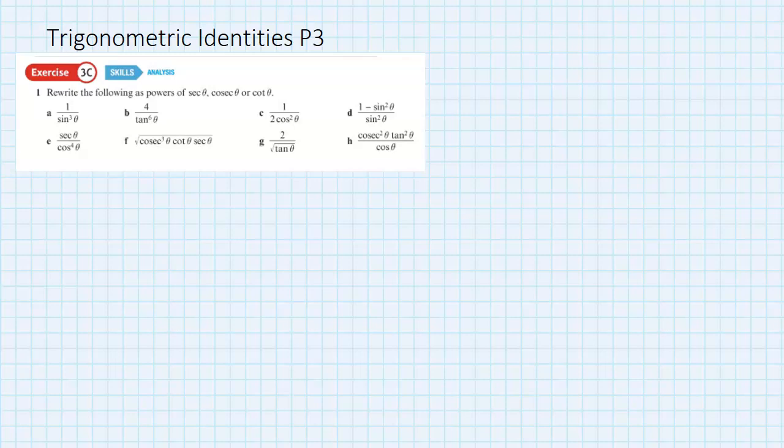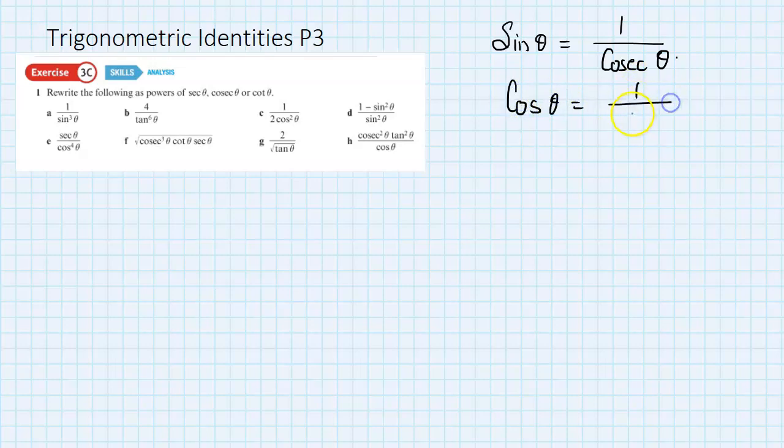Today we are going to discuss trigonometric identities involving the inverse of sine, cos and tan. We know that sine theta is equal to 1 over cosec theta, cos theta is equal to 1 over sec theta, and tan theta is equal to 1 over cot theta.